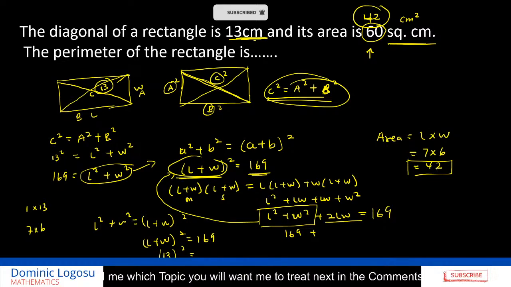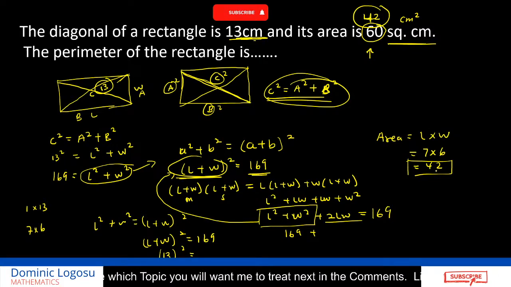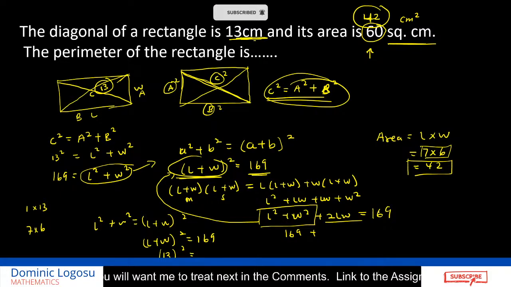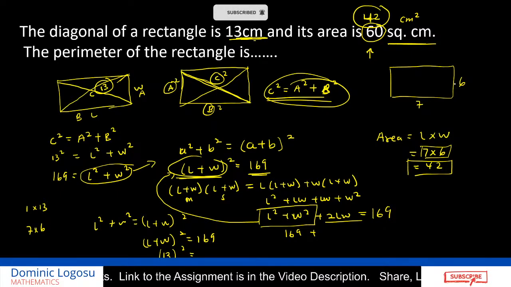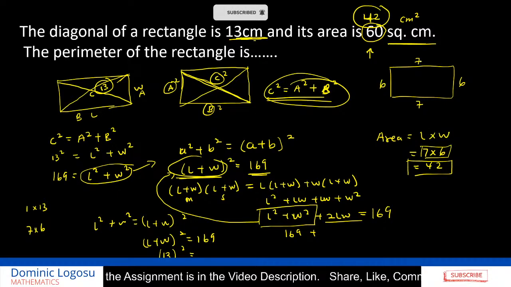Once we've established that this is 42, then it means that we know the length and width of the rectangle. So we can draw that, and then we'll say this place is 7 and this place is 6. If this place is 6 because it's a rectangle, this place will also be 6, this place will also be 7. Then what we can do quickly is that we are going to add all this in order to find the perimeter.